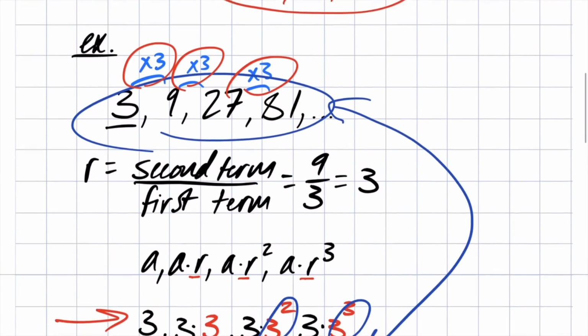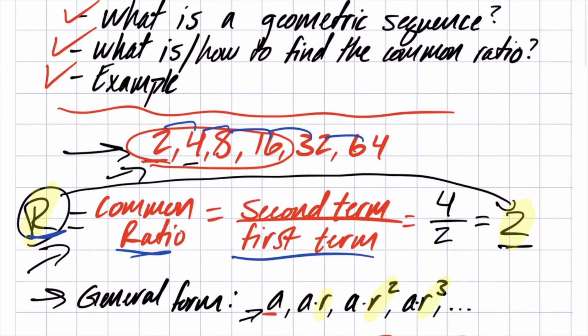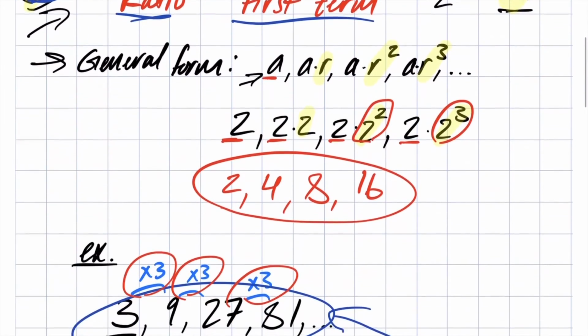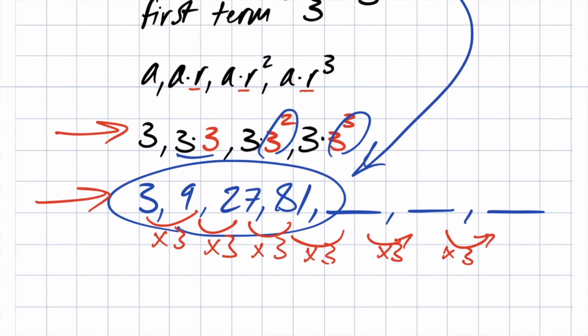Okay? So, what is a geometric sequence? We did that. I showed you what is and how to find the common ratio. What's that? And we went over an example. We did that as well. All right? And don't forget the common ratio is how it's growing. Okay? And this is specifically geometric sequences.